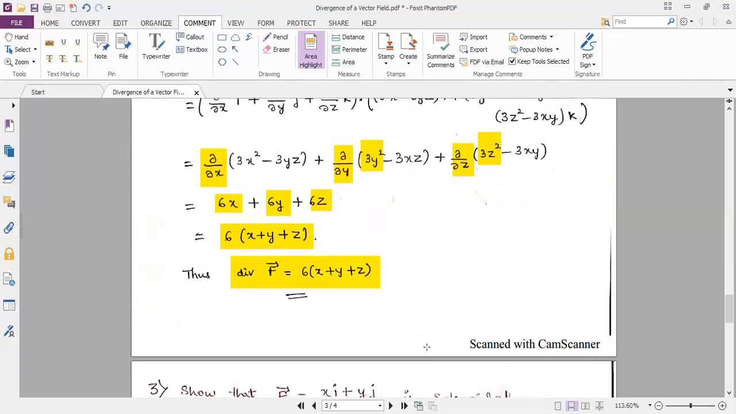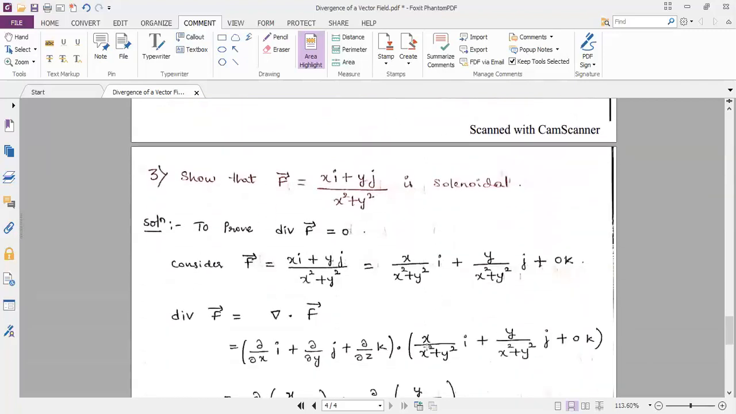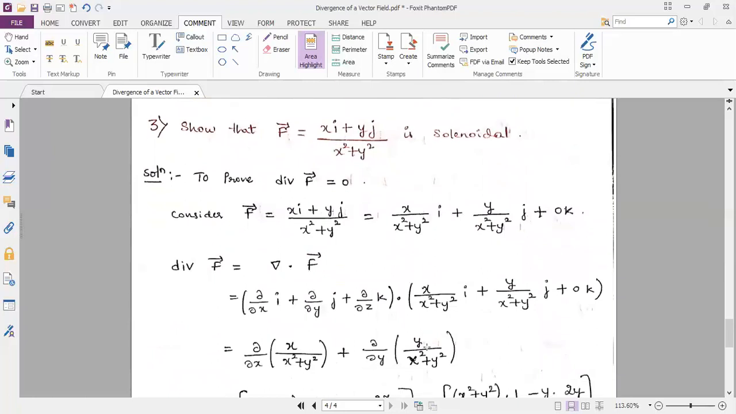Now next we will see a problem based on solenoidal. What is solenoidal? If we prove divergence of vector f is equal to 0, then the function f is said to be solenoidal function. Show that vector f = (xi + yj)/(x² + y²) is solenoidal. We are supposed to prove it is solenoidal, so we need to prove divergence of vector f is equal to 0.